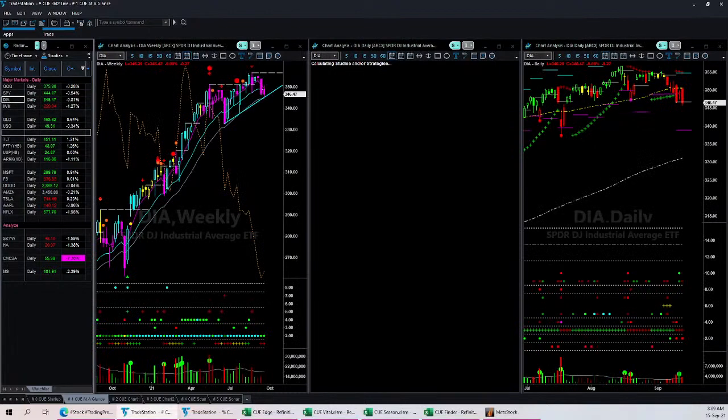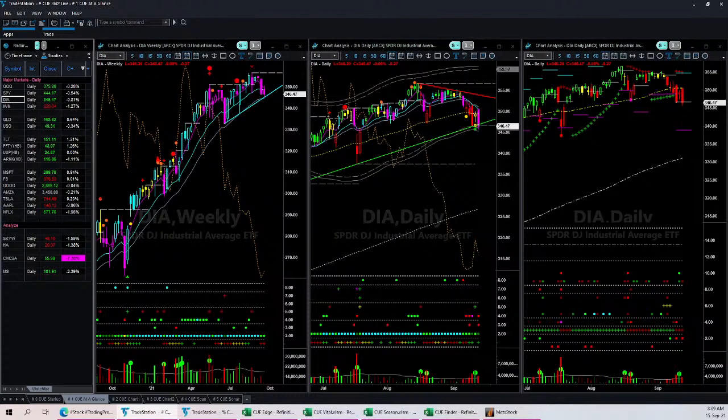DIA was moving inside a triangle, and that is continuing, moving sideways. It came to the trend line support in daily as well as weekly. It will not be surprising to see that price will bounce up from these two trend line supports. And if that happens, you may look for long setups, but we should wait.